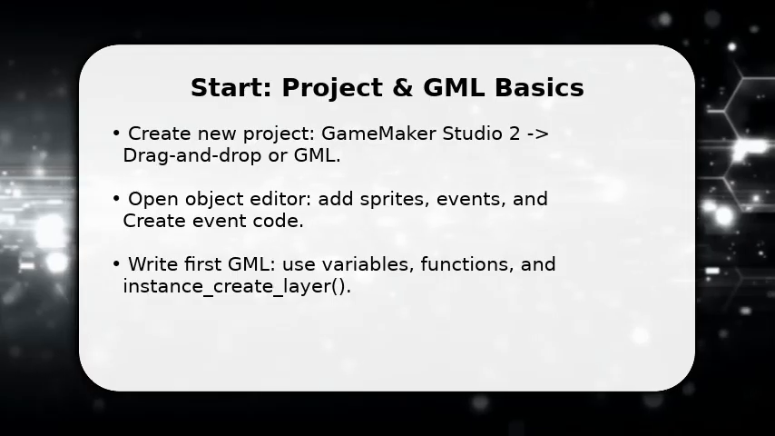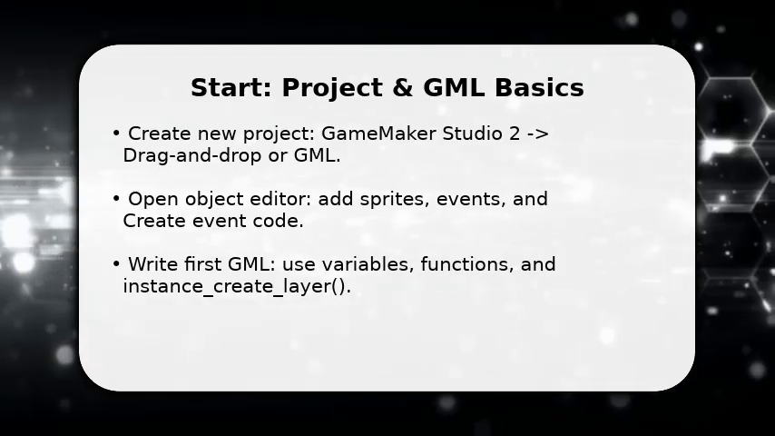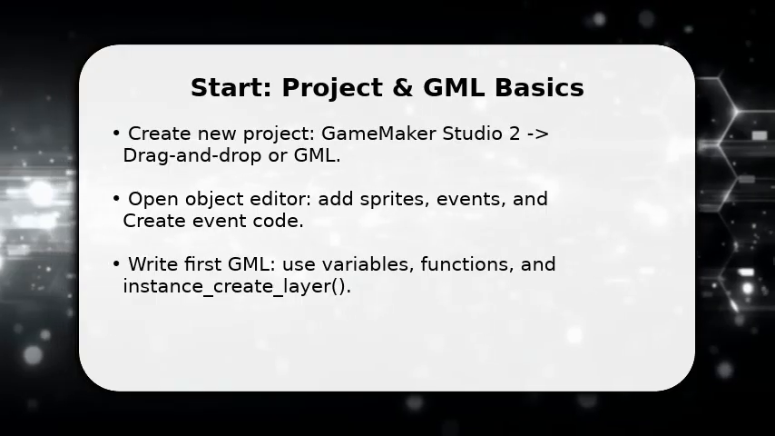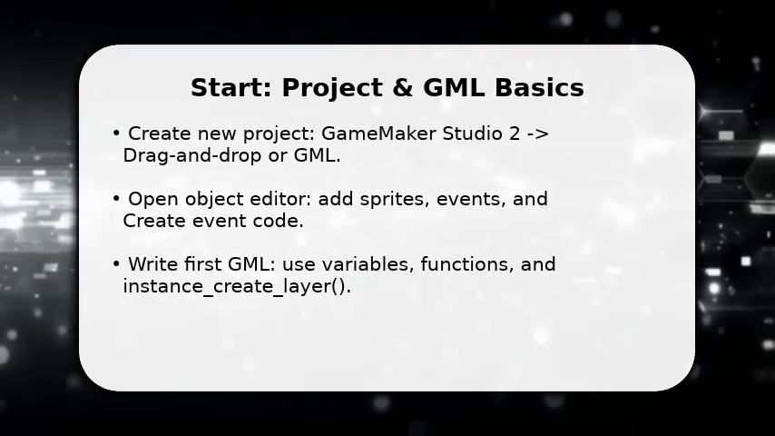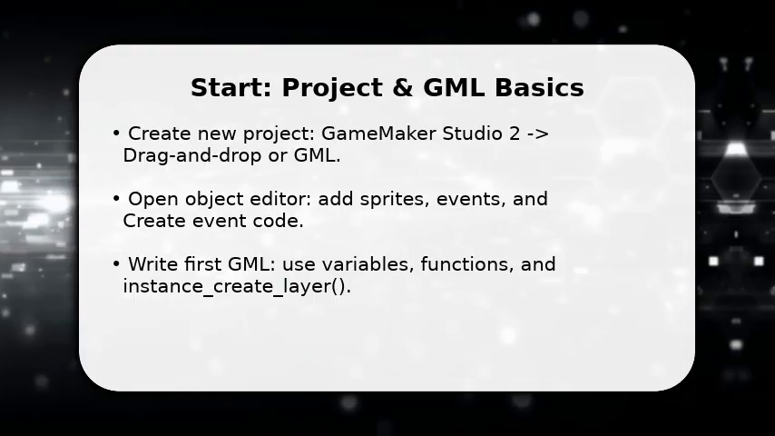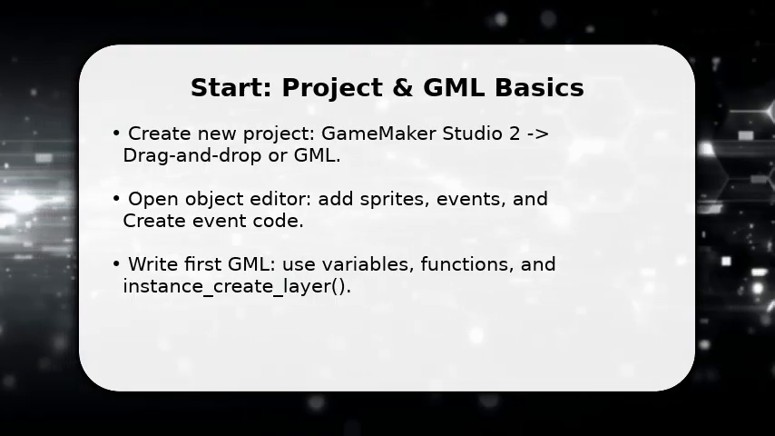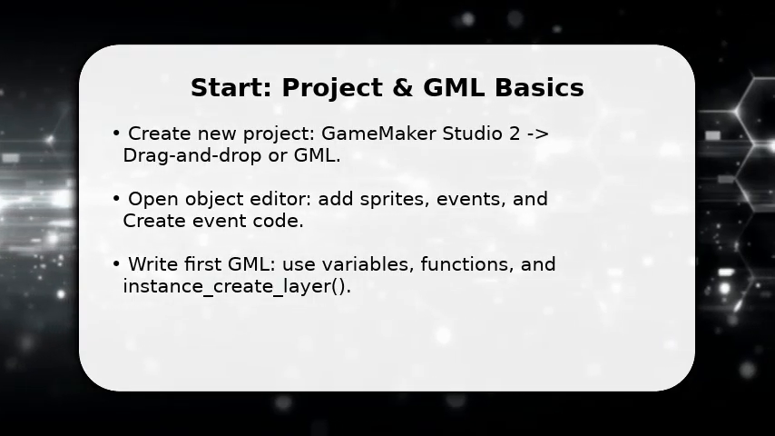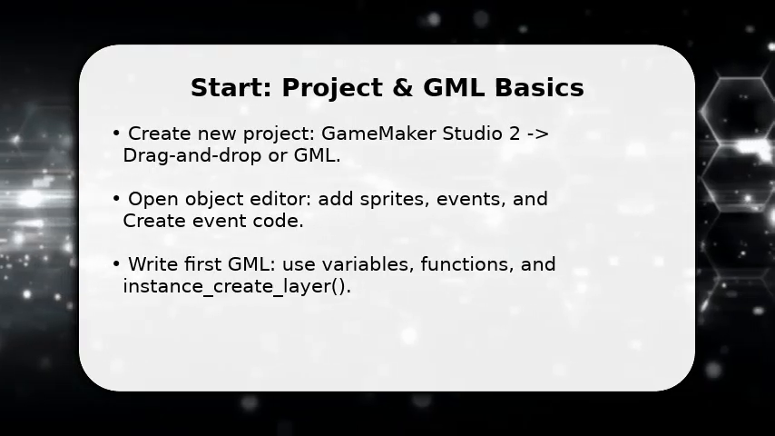Enjoy the video. You begin by creating a new GameMaker project and choosing GML as your primary tool. This gets you straight into code. First, make a sprite and assign it to an object. Then open the Create event and declare your core variables like speed and health.